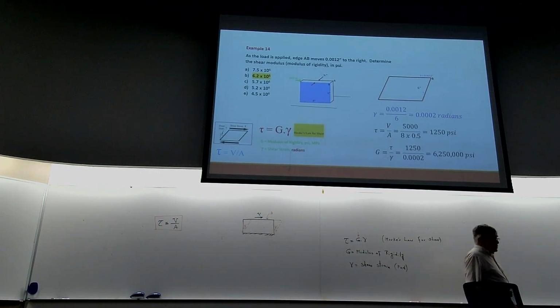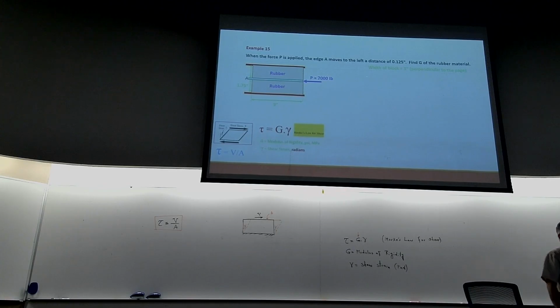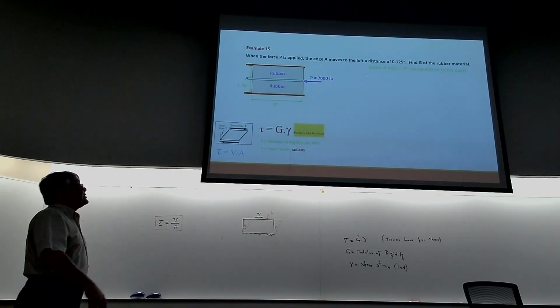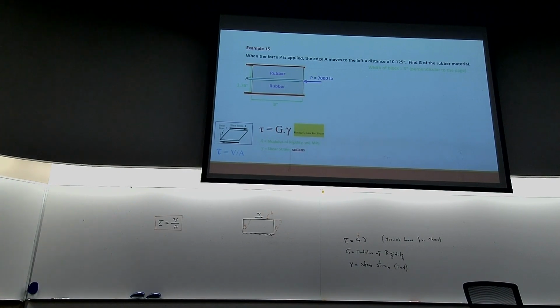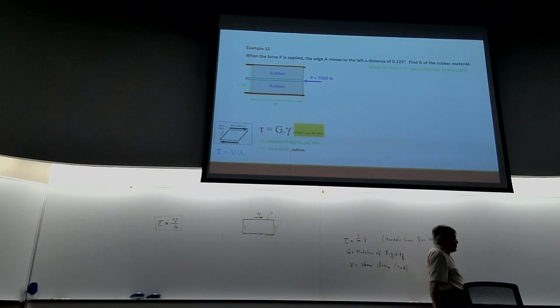Well, there's one more problem, and after we solve this together, we'll be done for today. So we have a similar situation, except that there are two blocks of rubber shown in gray, and in between there is a plate shown in light blue, which is rigidly connected to the blocks of rubber. And we are applying a force of 7,000 pounds to that blue plate as shown right here.